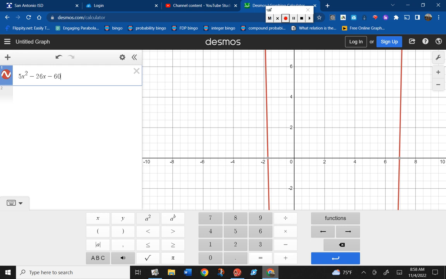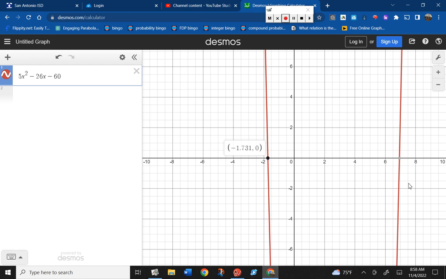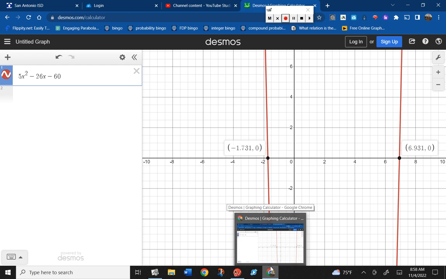Bam. Now, with Desmos, this is how easy it is. You just go over here, and it gives you the answer right away. And then you go over here, and it gives you the answer right away. You don't have to do any kind of menus or anything like that. So there's your answers. Negative 1.731 and 6.931.